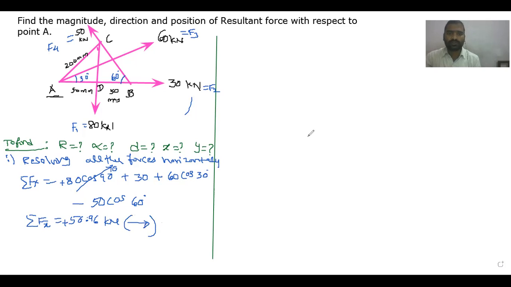Okay, sigma Fx. Similarly, you can find out the sigma Fy. So this is sigma Fy. The second step is resolving all the forces along the vertical direction, so that is sigma Fy.